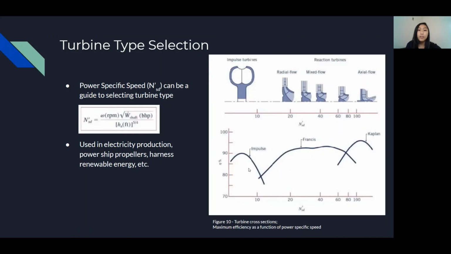In real life, turbines are used in many places. Turbines can be used in electricity production, powering ship propellers, and harnessing renewable energy.